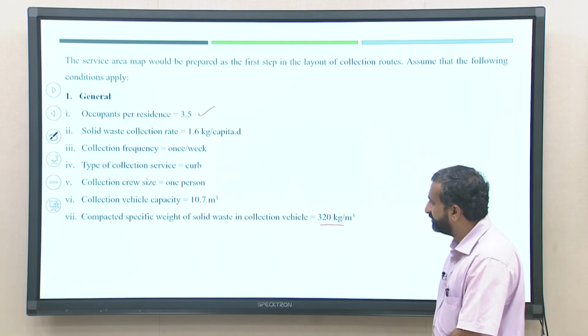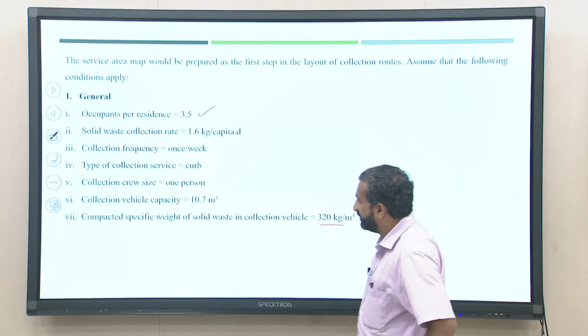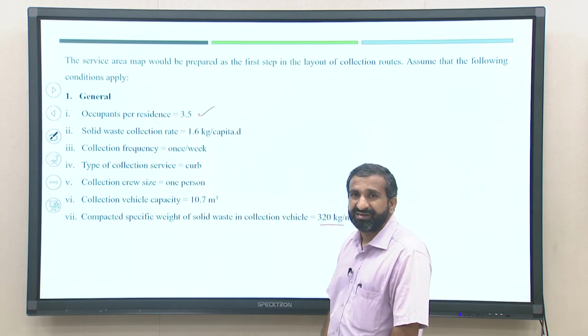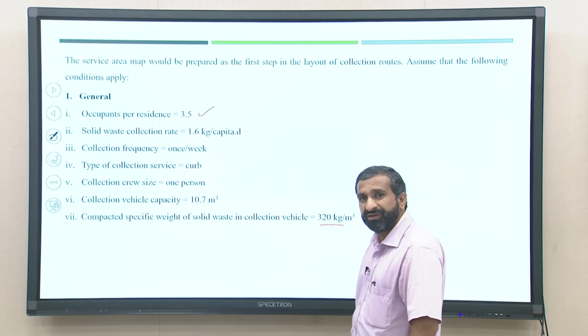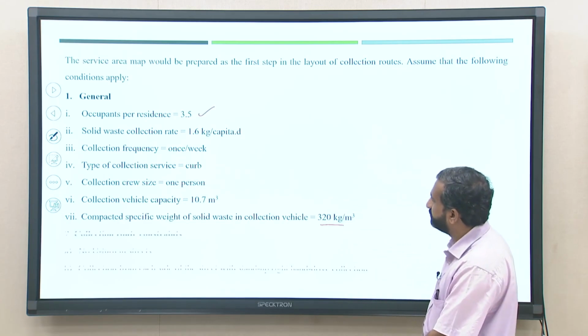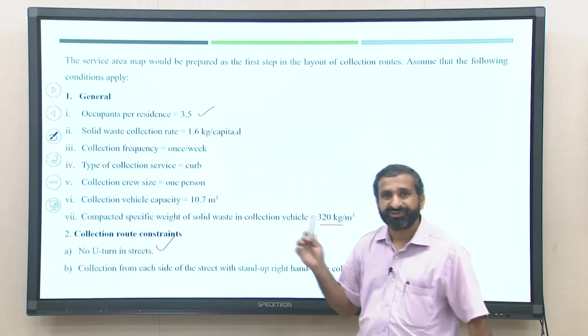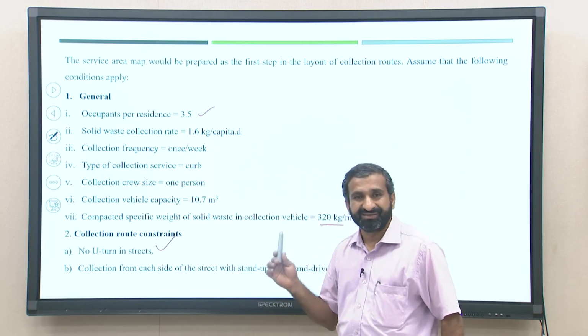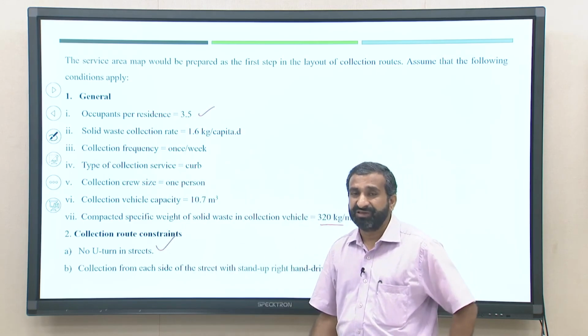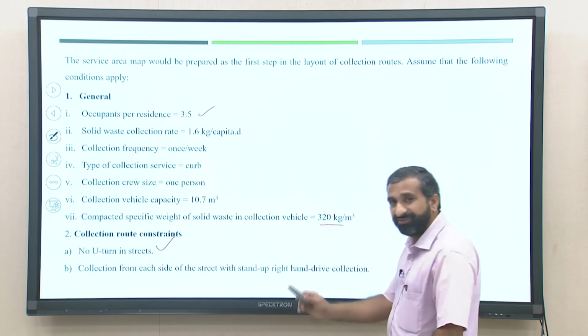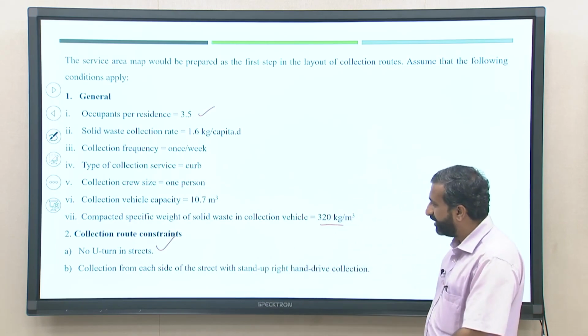First we will calculate how much waste has to be collected and how many trips will be required. Based on those trips we can finalize the collection route, and a few constraints are given. No U-turns in the street. This is one of the important constraints which also needs to be discussed while finalizing the collection route. The vehicle should not have U-turns. I think it is very difficult for such large vehicles to make U-turns.